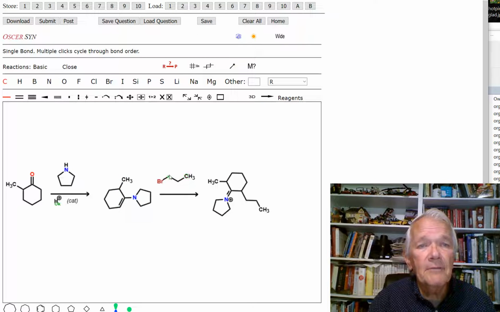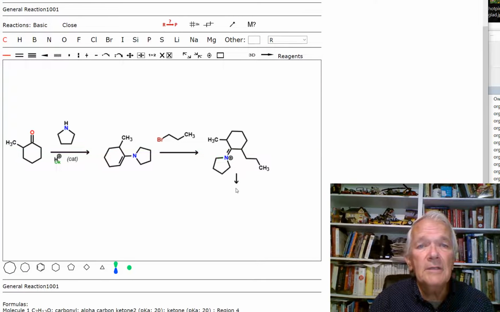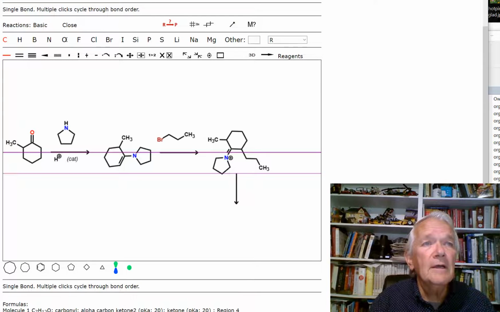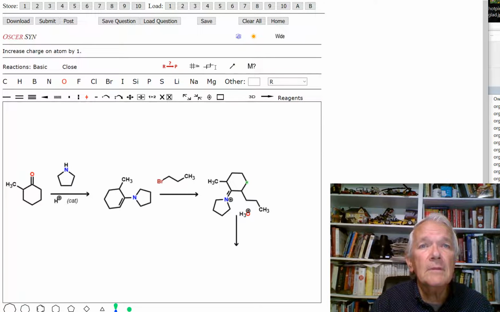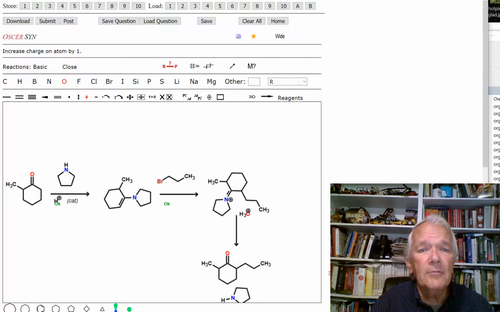kicked out the bromide from the backside, and as you're doing that, of course, the nitrogen lone pair is actually pushed the whole thing on its way and formed that double bond. So this is an iminium, and these things can be taken back to the ketone simply by hitting them with aqueous acid. So let me get a little acid here, and we will press the magic button and get back our ketone and free up the original amine.